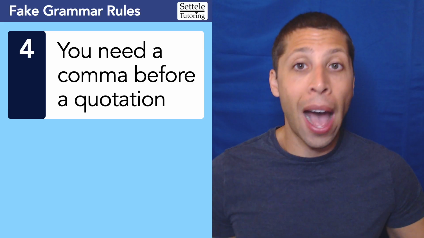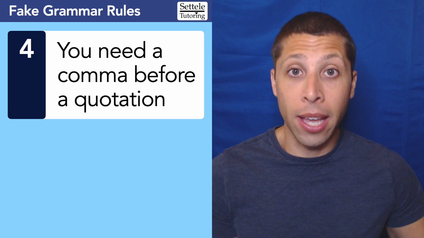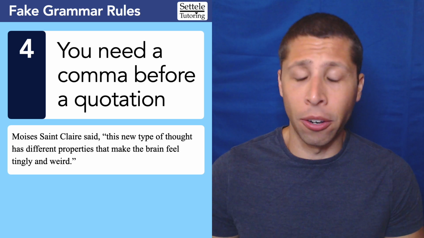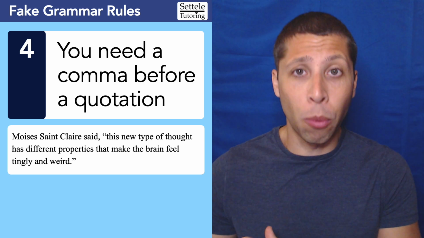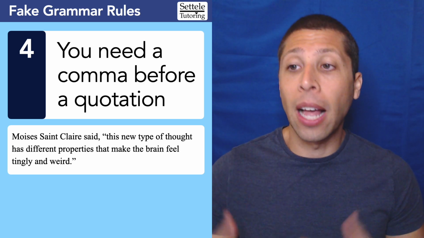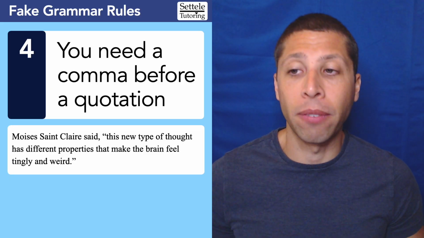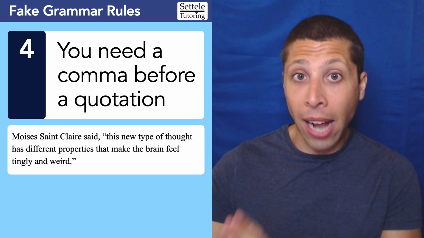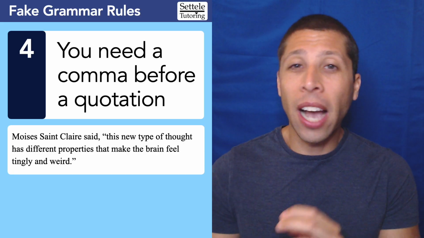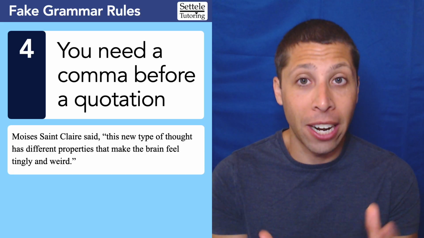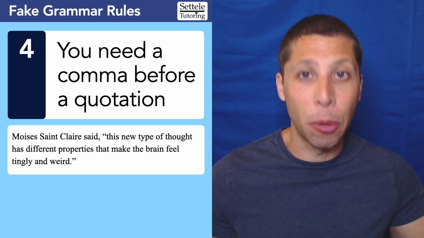Basically, it comes down to how we use the quotation within our writing. So this is the kind of question or the kind of sentence that you would probably write. Something like Moises St. Clair said, this new type of thought has different properties that make the brain feel tingly and weird. That is correct. We would definitely need a comma there. This is kind of how we write in novels. We have a character said, a character declared, and then we do a comma, and then we put the quotation.